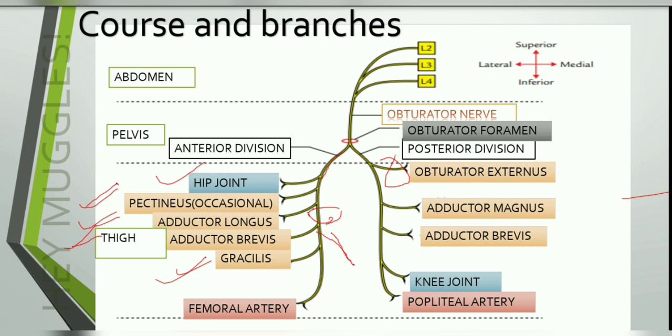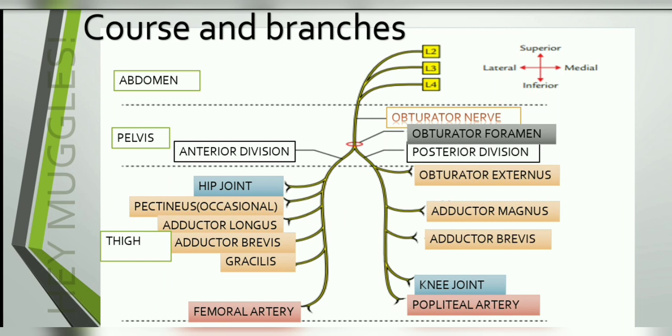It terminates by giving a branch to your femoral artery, right? It terminates by supplying the femoral artery in the adductor canal. So the anterior division of the obturator nerve supplies your pectineus muscle, adductor longus muscle, adductor brevis muscle, gracilis muscle, and in the adductor canal it also gives a cutaneous branch to supply the medial aspect of the thigh, and it terminates by supplying the femoral artery in the adductor canal itself, right?